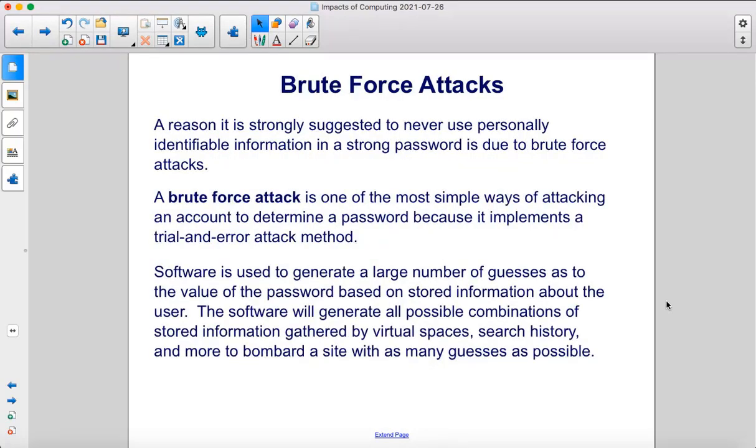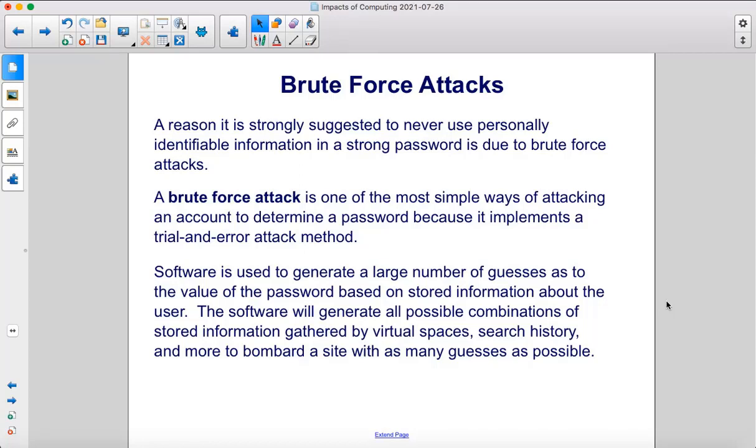A reason it is strongly suggested to never use personally identifiable information in a strong password is due to brute force attacks. A brute force attack is one of the most simple ways of attacking an account to determine a password because it implements a trial and error attack method.